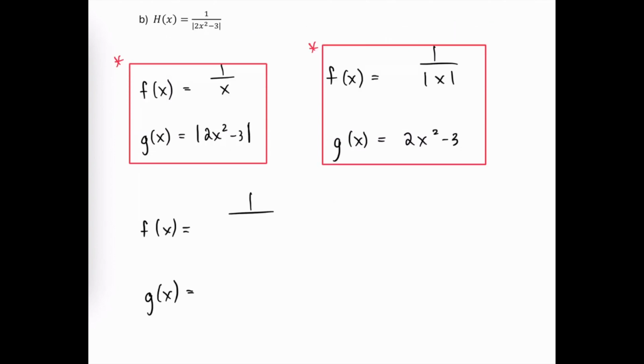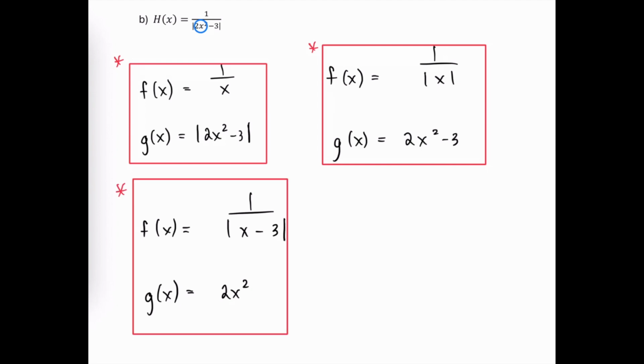We could let the outside function contain more of that denominator and say the absolute value of, this time, let's use x minus 3. This time what we plug in for x would need to be the 2x squared bit, and so g would need to be just 2x squared. So this is a third possibility for our f and g function.